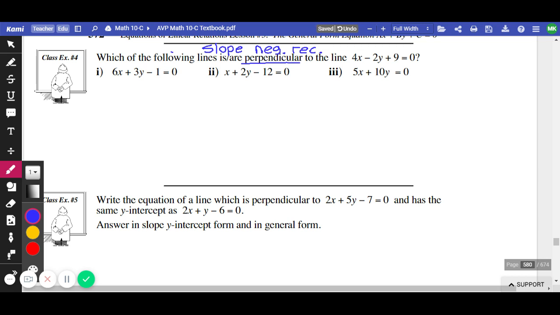Negative reciprocal. So if we want to figure out which one of these are perpendicular, we need to figure out the slope of this thing. It's the only way to do it. So we're going to figure out the slope of this one first. To get the slope of that, what form would be useful for us?